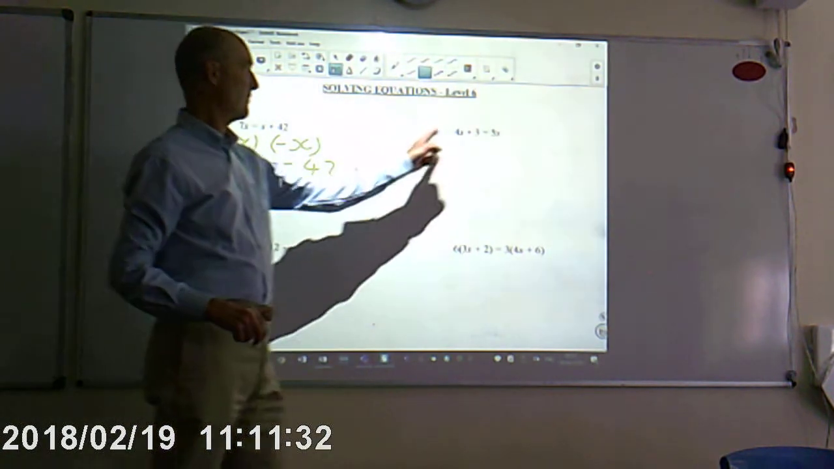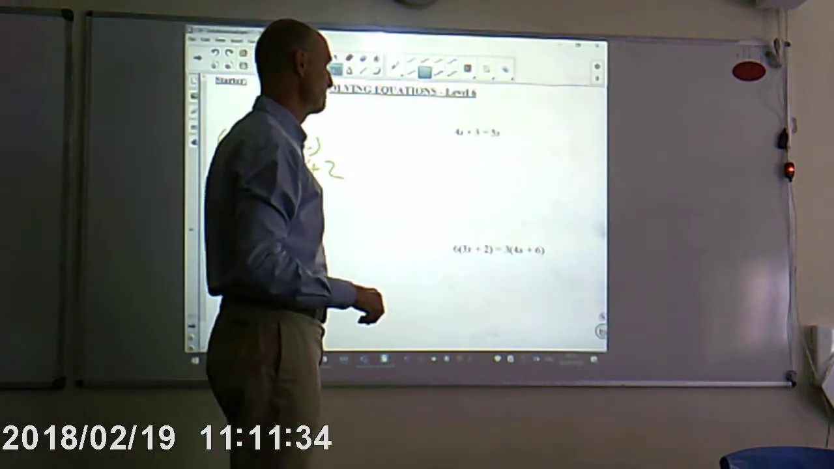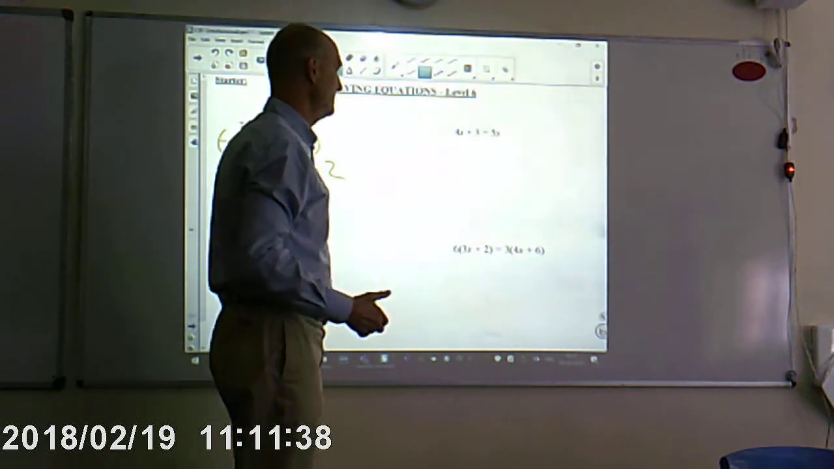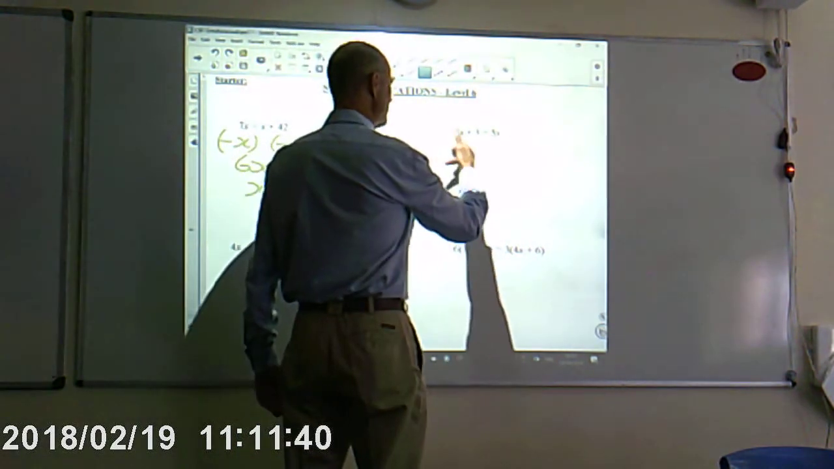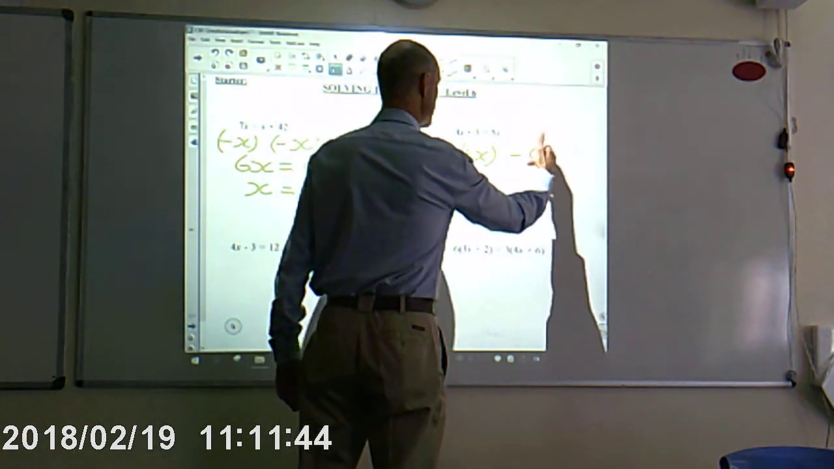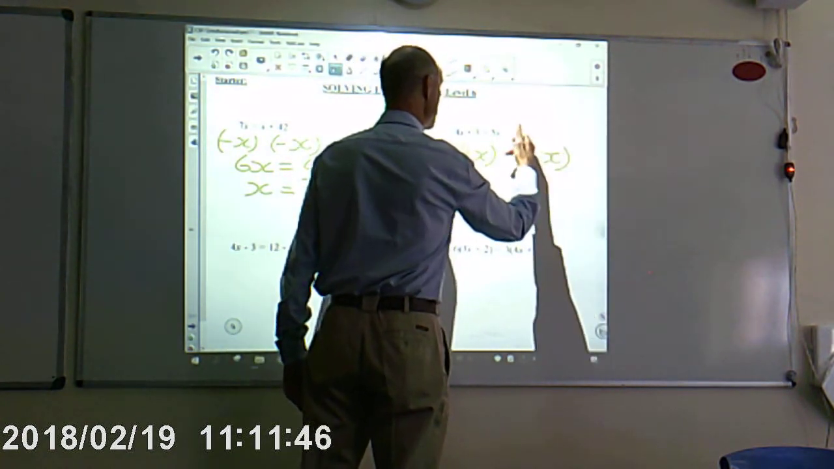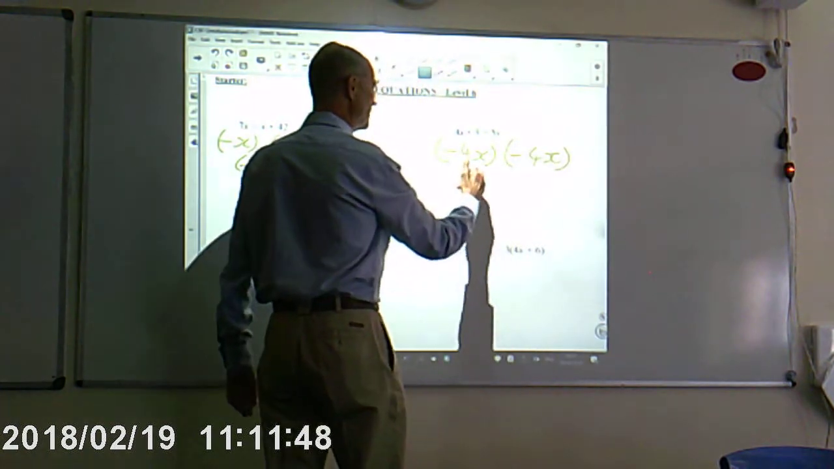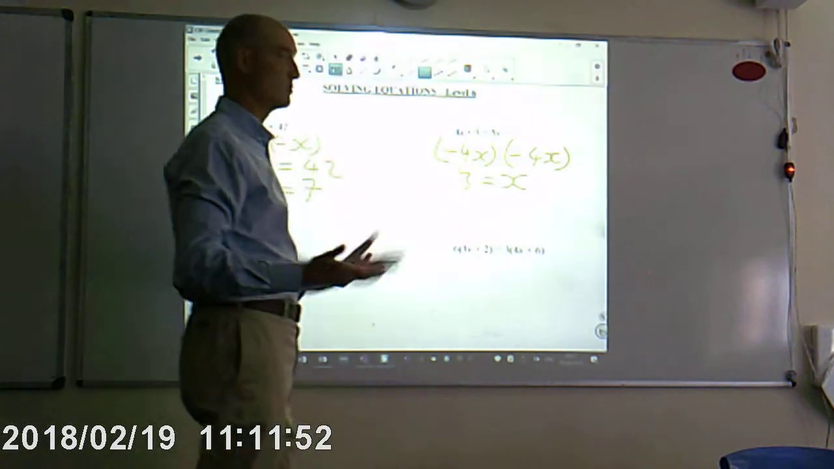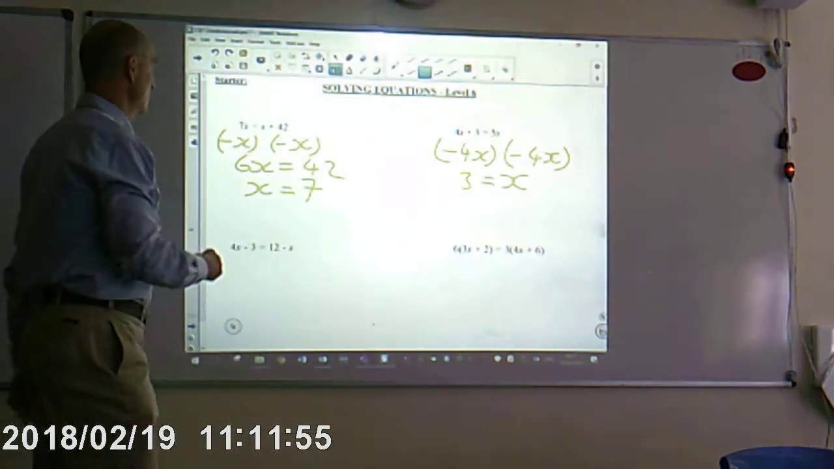Second example, 4x plus 3 equals 5x. We want to get x on its own. Let's take away 4x from both sides then. Minus 4x from the left hand side, minus 4x from the right hand side, which means you've got 3 equals x. Job done. x equals a value of 3.